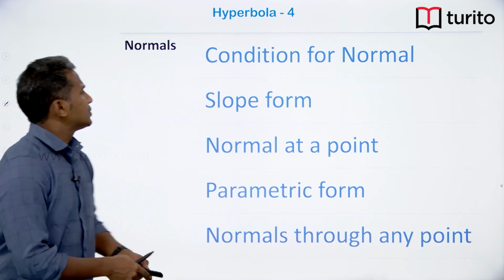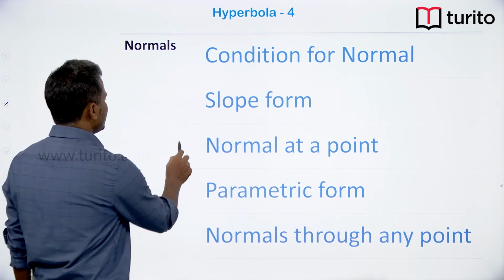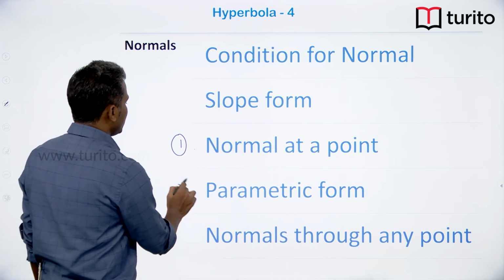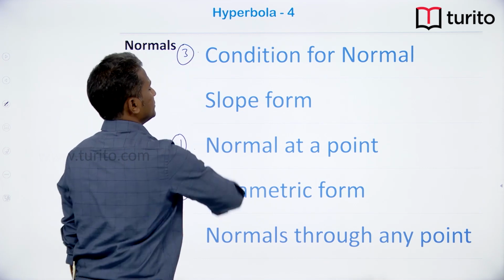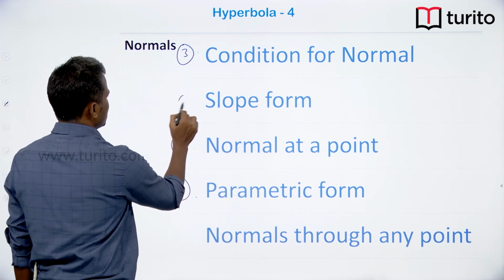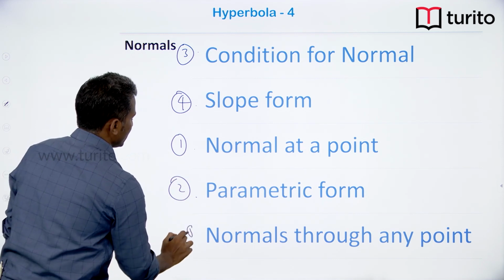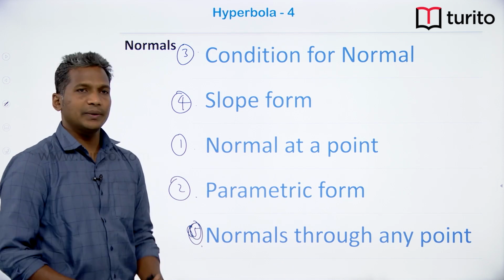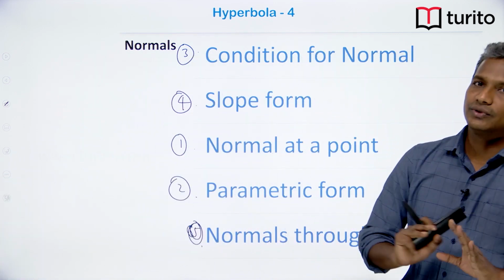So here in normals, what have we learned? We started with normal at a point, and then we went to the parametric form, and then we went to the condition for normal, and then we went to the slope form of normal, and then we completed normals through any point. So with this we can close the concepts of normals.